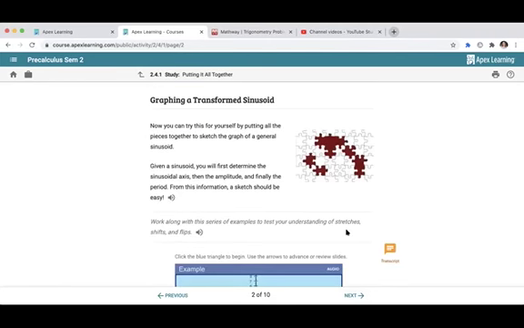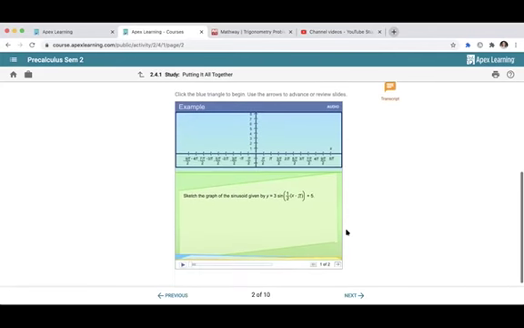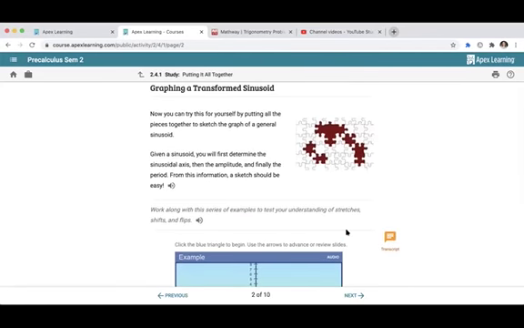All right, so now if we look at graphing those transformed sinusoids, you have to first determine what the axis is going to be. Is there a change to the amplitude? And then what about the period? Those are our 3 major questions, and we can then sketch pretty much any sinusoid.